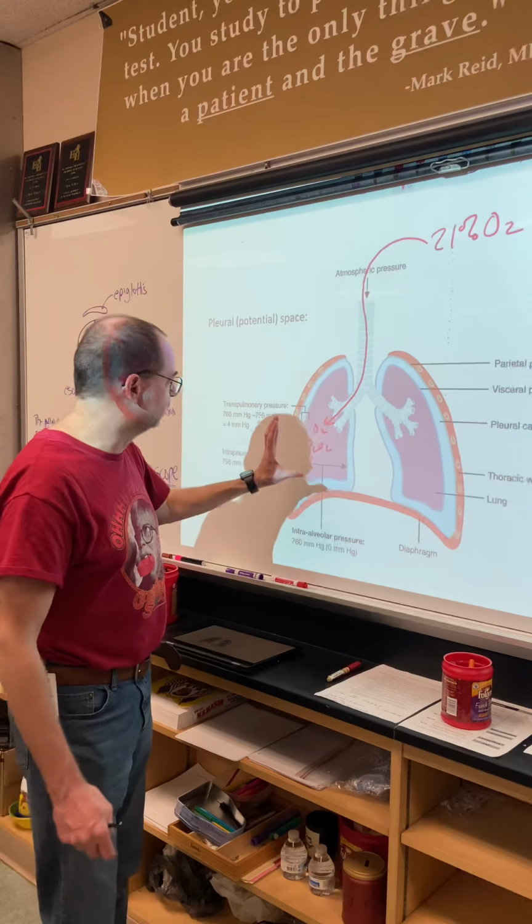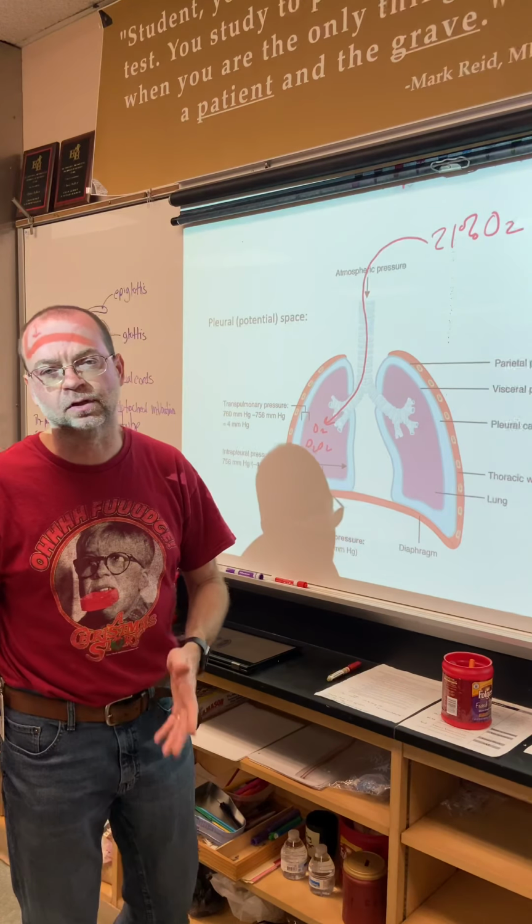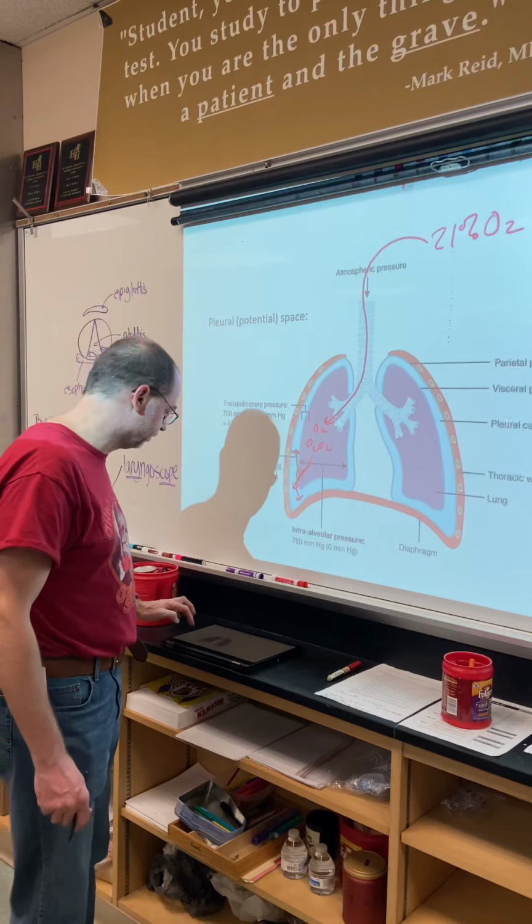Well, the potential space then gets a little crowded and it ends up crushing a lung. And that's what we call a collapsed lung or a pneumothorax. Pneumo means air, thorax means chest cavity, okay?